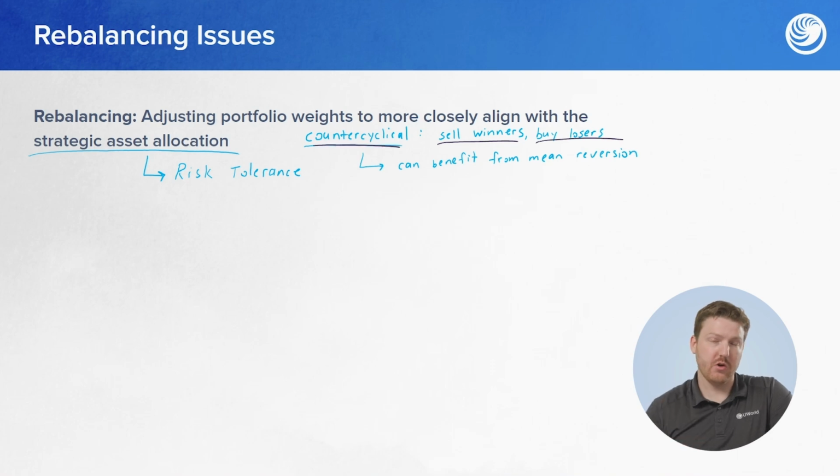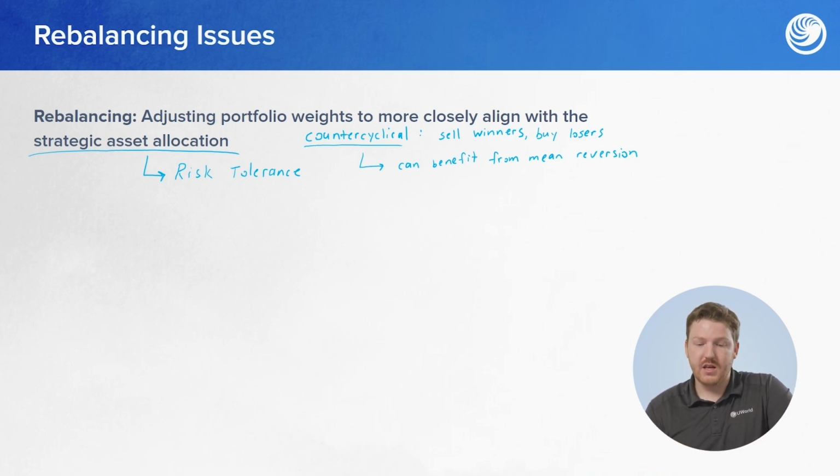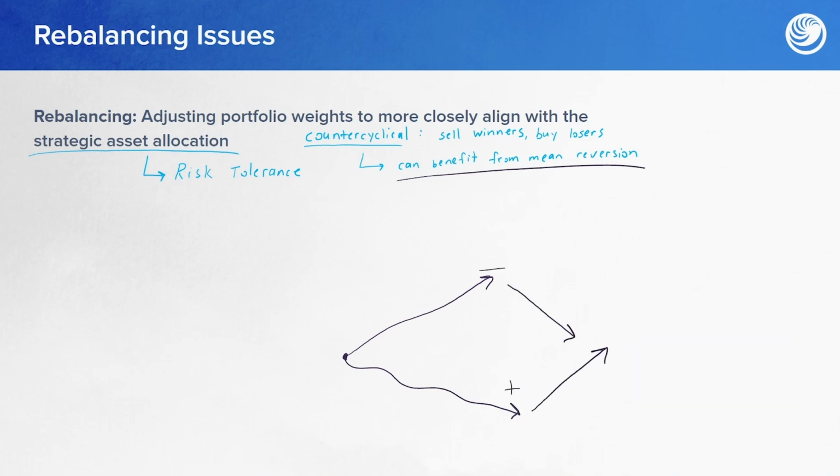This is countercyclical. Most people have the bias that they're not going to take money out of things that are doing well and put it in things doing badly. However, this can benefit from mean reversion, because if you think that maybe two assets should roughly be valued similarly and one goes up in price and then one goes down in price, maybe you want to sell that one and buy this one and hope that maybe they come back to similar value over time.